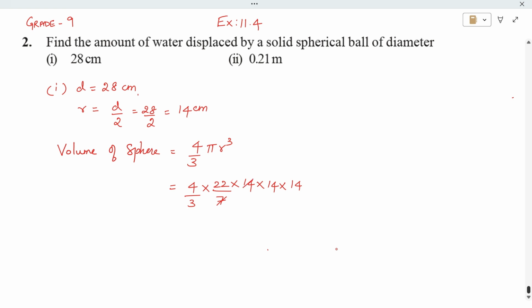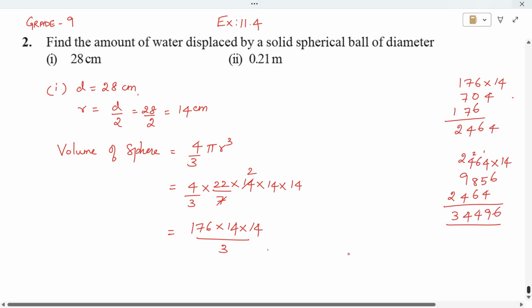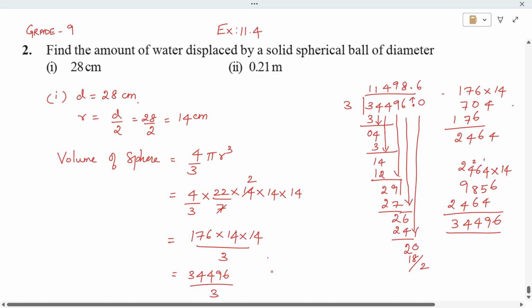So I can cancel 7 and 14 two times, and there is no possibility of cancelling. So multiplying 4 times 22 is 88. 88 times 2 is 176, right? Into 14 by 3. So pause my video, do the calculation and check the answer. So you will get 34,496, and I'm going to divide by 3. So if you divide, you will get 11,498.6. If I continue my division by adding number of zeros, so I will get 666, and so on.